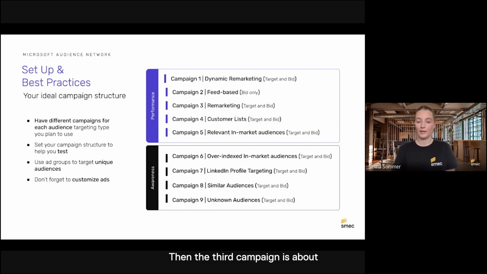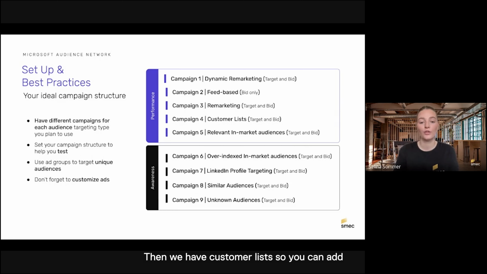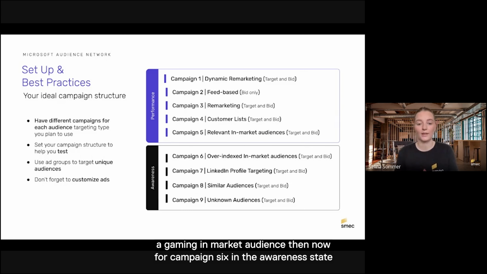Then the third campaign is about remarketing to users who have previously engaged with your site. Then we have customer lists, so you can add all customer audiences and customer match lists. Please note this is only available in the US and Canada. For campaign 5, you have relevant in-market audiences where you can use relevant in-market lists. For example, if you sell Xboxes, you can use a gaming in-market audience.